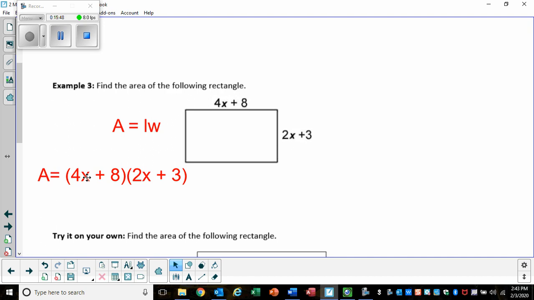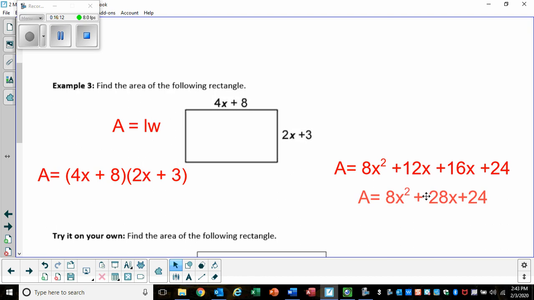So I can do this like any of those four methods I showed you when we multiplied two binomials. You can set it up any way you want. Whichever way you do, you should be getting these four terms. 8x squared plus 12x plus 16x plus 24. You should get those four terms, whichever method you choose. Then I can go ahead and combine like terms. I get 8x squared plus 28x plus 24.